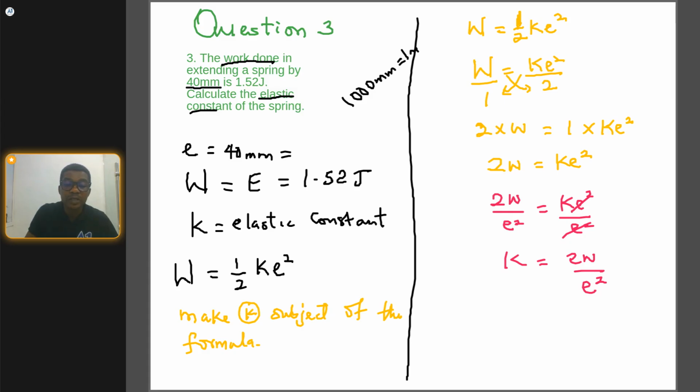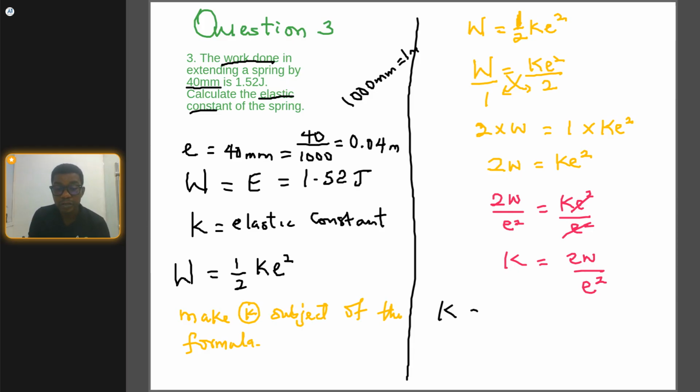So if I'm going to convert this, it's going to be 40 divided by 1000, and that will give me the value in meters. That will give us 0.04 meter. So we can go ahead to solve now.